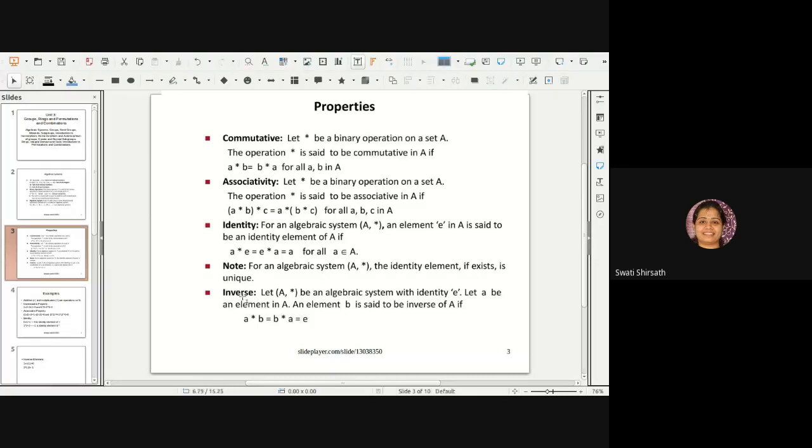Now inverse. Inverse is defined with respect to the identity. So A star B is equal to B star A, giving us E. There are two elements which are operated, and the result is the identity element. Irrespective of their order, we get the identity element as the result. This is called an inverse. So here I would say A is the inverse of B and B is the inverse of A.